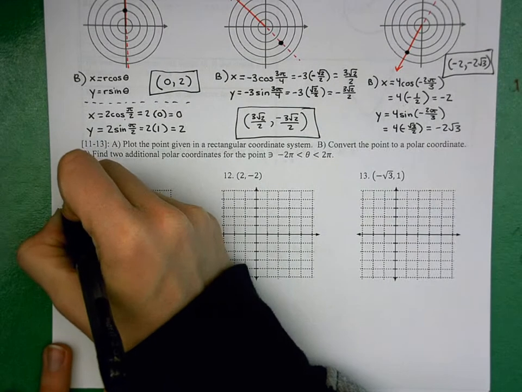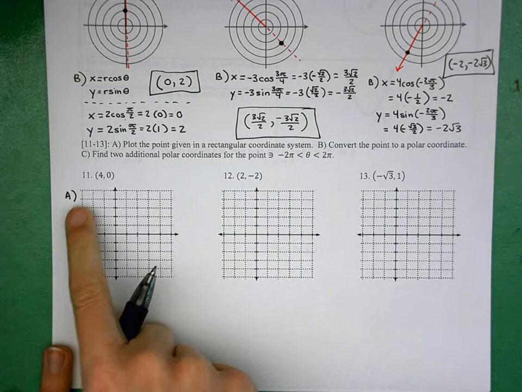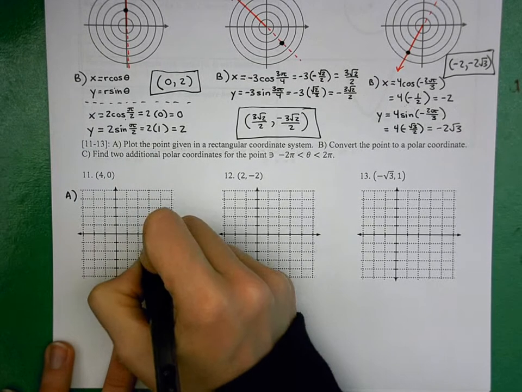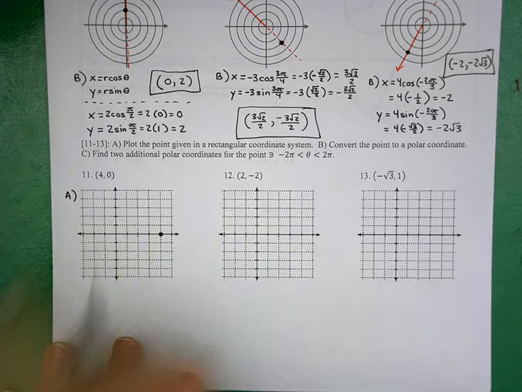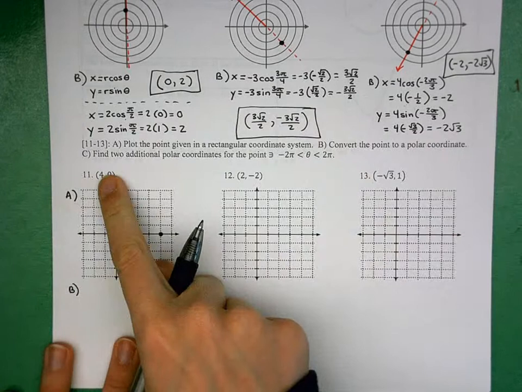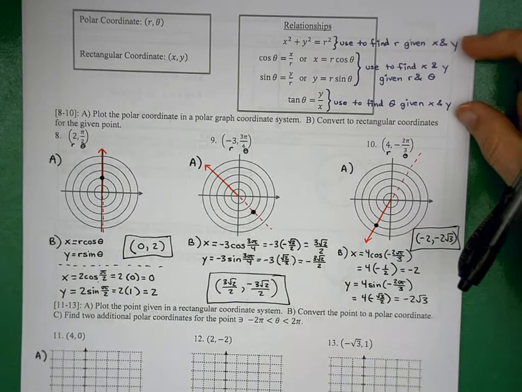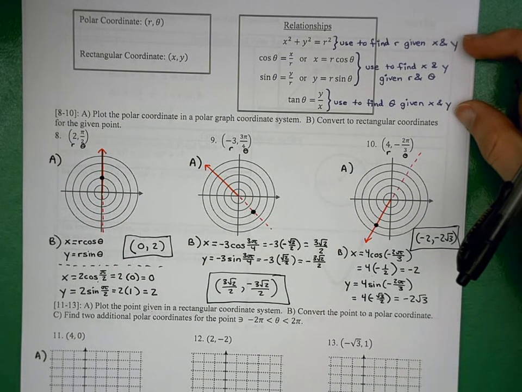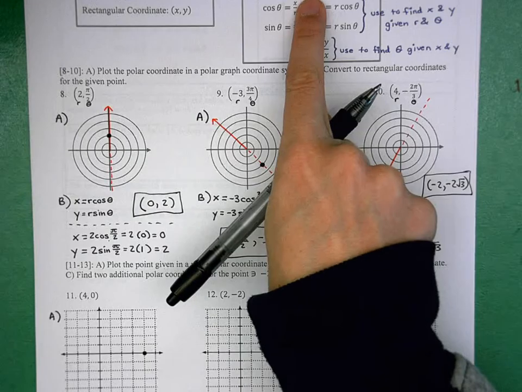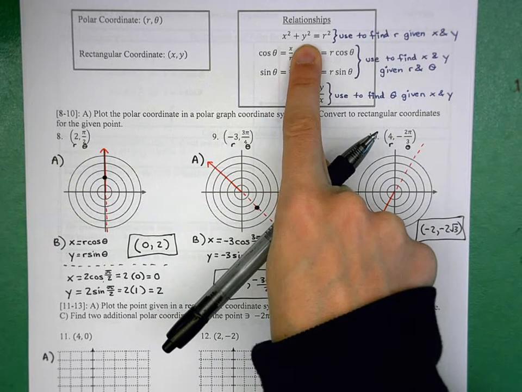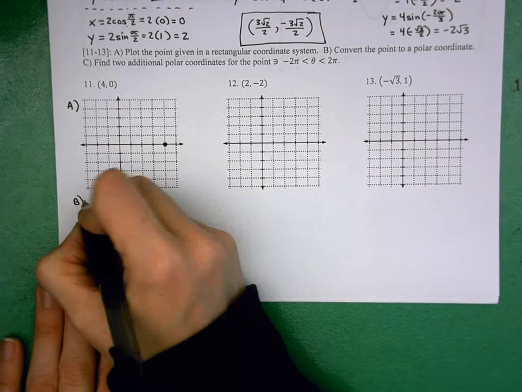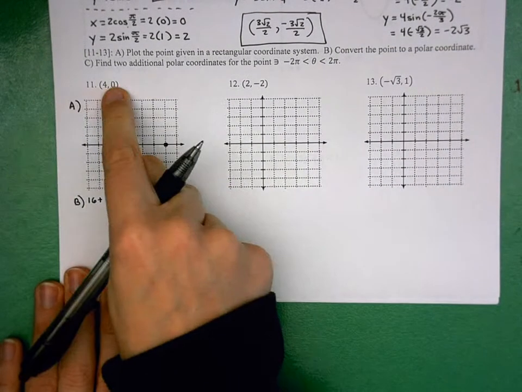Okay, we have A, (4, 0), plotting our point. Well, (4, 0) is out here. B, converting. Okay, I've got an XY coordinate point. So again, when I'm given X and Y, I usually use these 2 to find R and then theta. So first up, let's go ahead and find our R. R, remember, is X squared plus Y squared equals R squared. And so my X squared here, 4 squared is 16, plus my Y squared, 0 squared is 0, is equal to my R squared.